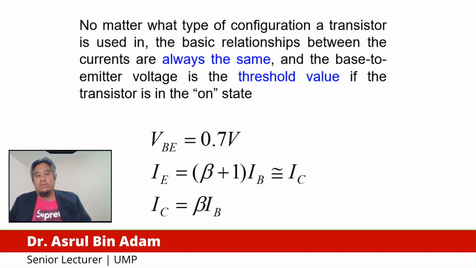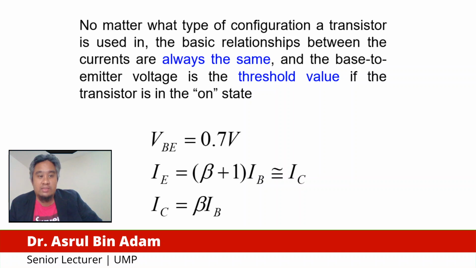Before we go further on the common base configuration, we have to remember that no matter what type of configuration of a transistor is used, the basic relationship between the currents is always the same. And the base to emitter voltage is just a threshold value if the transistor is in the on state.